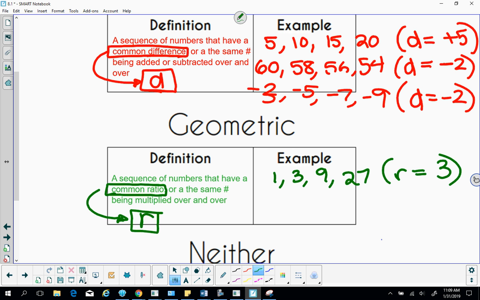I was confused. Y'all got me thinking. What about 20, 10, 5? What's happening there? Decreasing. You're dividing. So what would that be multiplying by? 1/2. So remember, if you're dividing by 2, you just flip it. So you're multiplying by half.